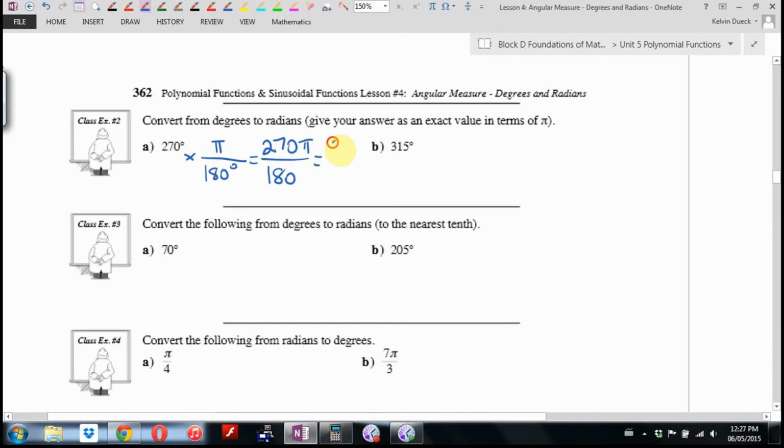The answer here, don't forget the pi, Julia. We would say this. We pronounce that 3 pi by 2. We don't even say the word divided by. We've dropped that. It's 3 pi by 2. 270 degrees is the same as 3 pi by 2 radians.